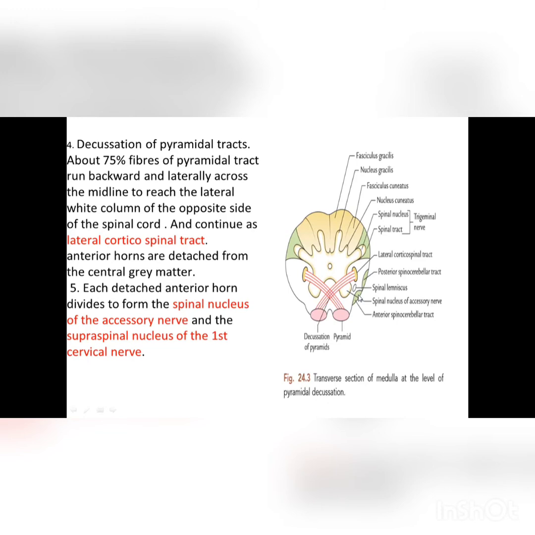Supraspinal nucleus of the first cervical nerve. So the nucleus of the accessory nerve extends downwards up to the fifth cervical spinal segment. Okay, that you should remember.